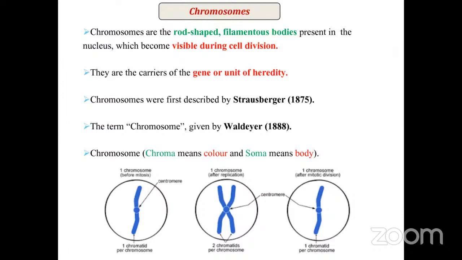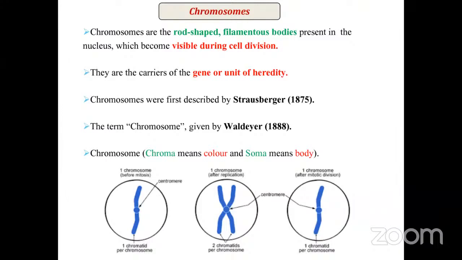Sutton and Boveri proposed the chromosomal theory of inheritance, meaning the chromosomes, or in other words the DNA, are the unit of heredity. The chromosomes are where the genes are located. These chromosomes are made up of DNA, and genes are located on them, meaning a gene is a particular segment of DNA.